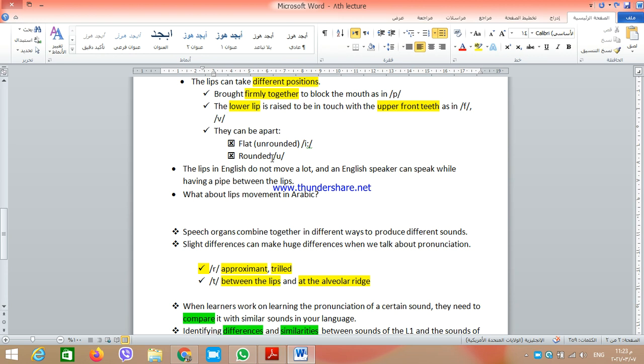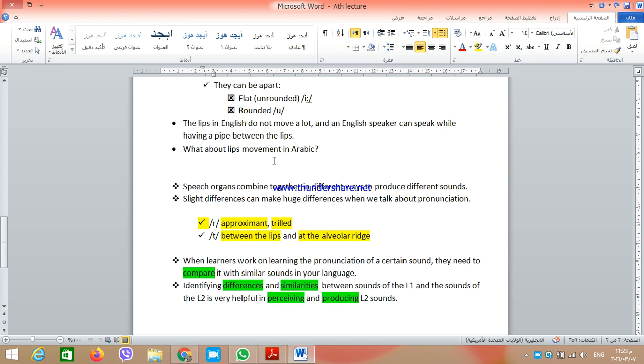In this case, we will have a flat, not rounded, position, like E. When you are smiling, you say E. The lips here take a flat position. There is no rounding. And there is another set of sounds, more specifically vowels, that are rounded. What do you mean by rounded?